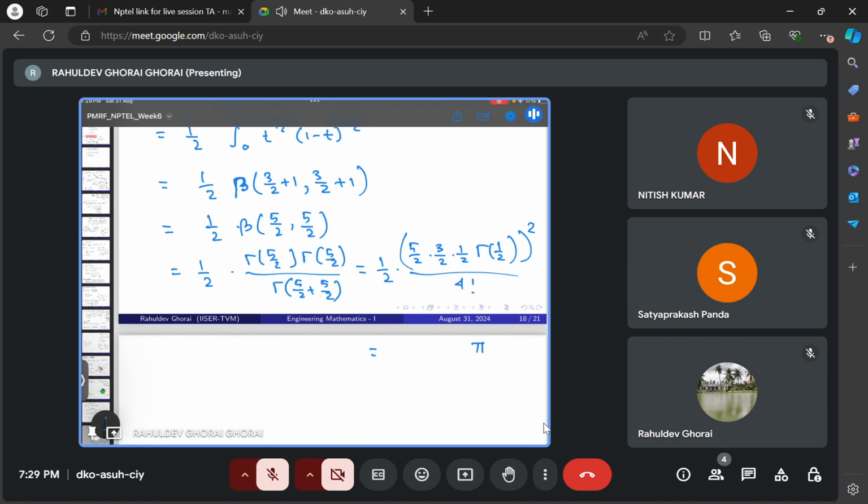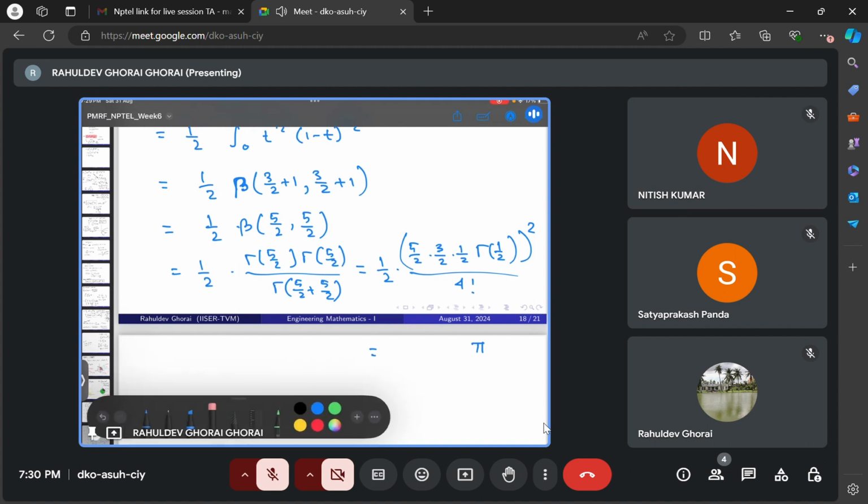Did I do any mistake? No, I think. So 15 gamma 5 over 2 times gamma 5 over 2. Whatever answer you get, that will be the thing. So this is gamma half 5 over 2. It won't be 5 over 2, right? So yeah, that's what I made a mistake. Up to this everything is correct, but what we are evaluating is not correct.